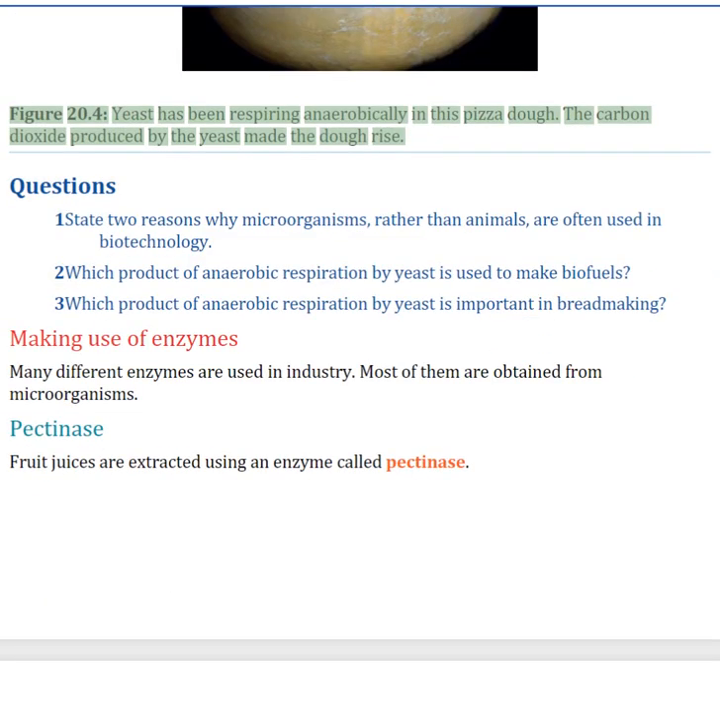Figure 20.4, yeast has been respiring anaerobically in this pizza dough. The carbon dioxide produced by the yeast made the dough rise.